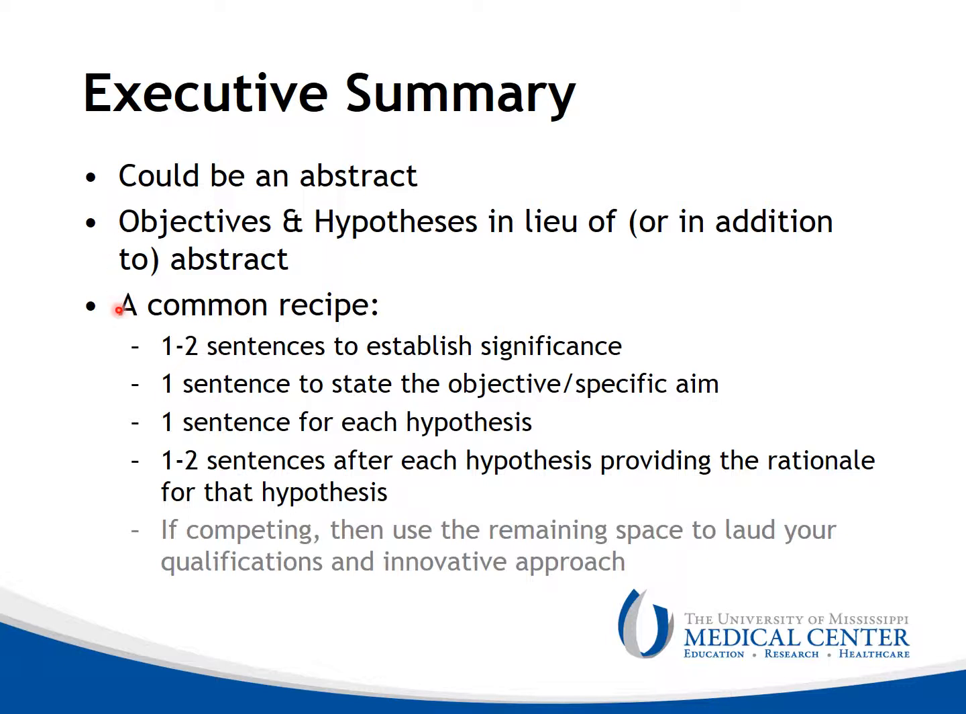And so a typical structure that is concise yet gets the message across adequately, I find, is one or two sentences about the significance of the project, and one sentence about the overall objective, a sentence about each hypothesis, and between the hypotheses, you should probably put one or two sentences providing the rationale for why you think that hypothesis might be the case, what evidence your hypothesis was based on.